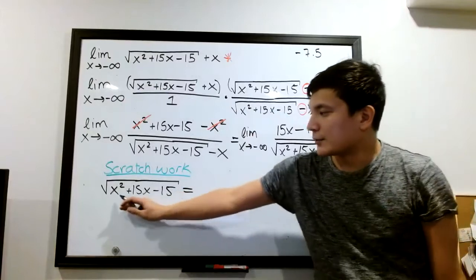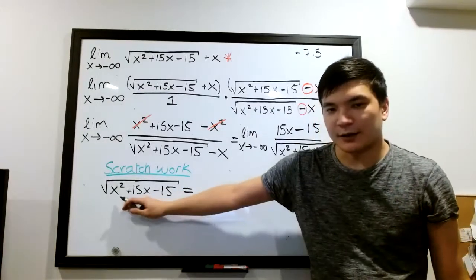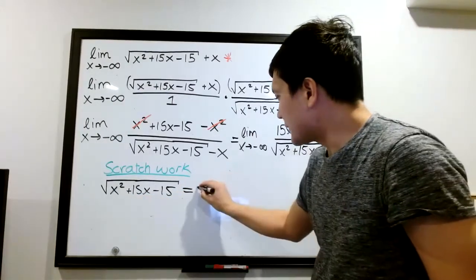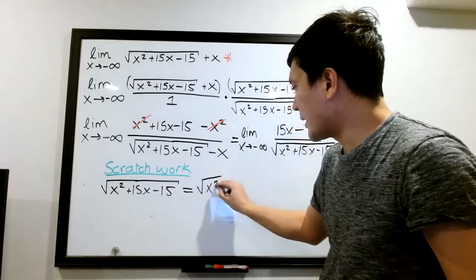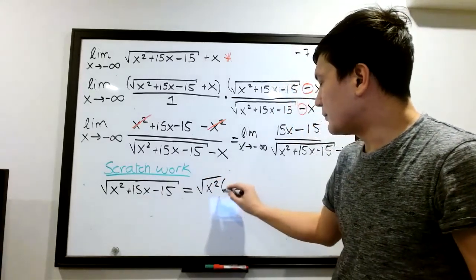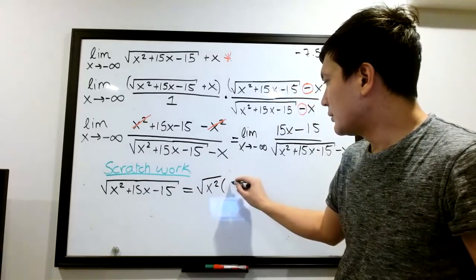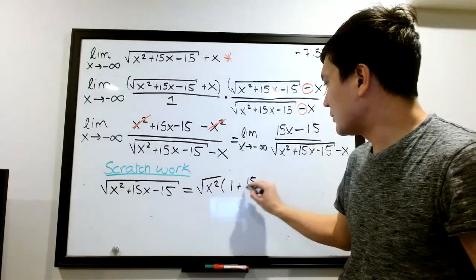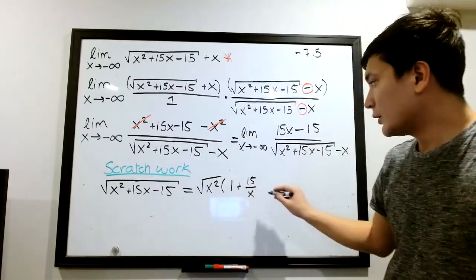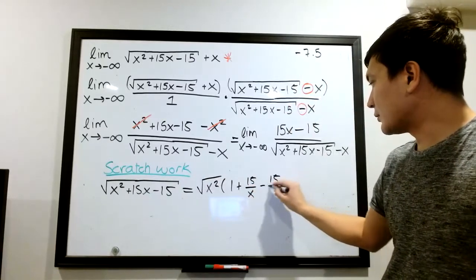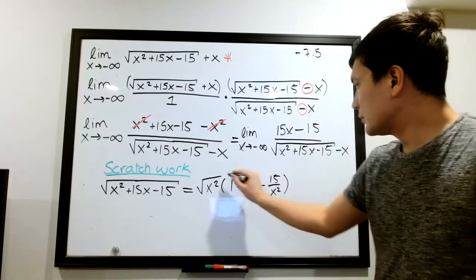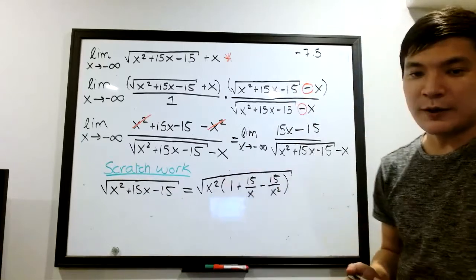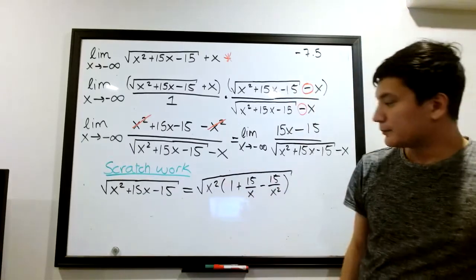I'm going to factor out the x squared inside the radical. This is the same thing as x squared times 1 plus 15 over x minus 15 over x squared. So all I did was factor out the x squared.